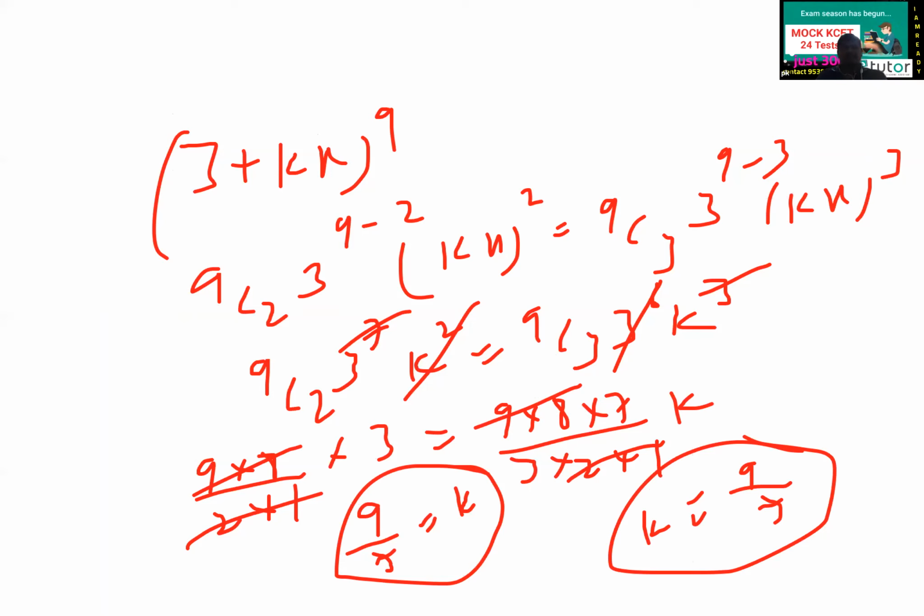They are asking that the coefficients of x square and x cube are equal. That means here T(2+1) is equal to T(3+1). That I did. T(2+1) formula: 9C2, a is 3 there, 3^(9-2). In place of b, kx is there, (kx)^2. Similarly, for x cube the coefficient is 9C3 3^(9-3) (kx)^3. Understand? Do it.